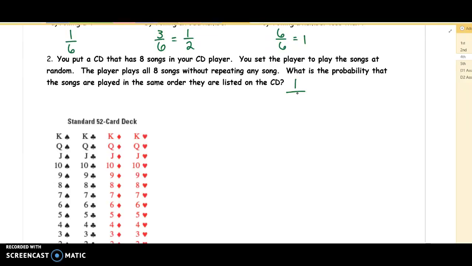That something at the bottom is how many ways are there for all 8 songs to play. So the first song that plays, there's 8 possible songs that could play. The next song, there'd be 7 possible, and then 6, and then 5, and then 4. Do you remember that from before spring break? 8 factorial. So plug into your calculator 8 factorial. I believe it's 40,320. So we have a 1 in 40,320 probability that the songs will play in the order that they were intended on the album.